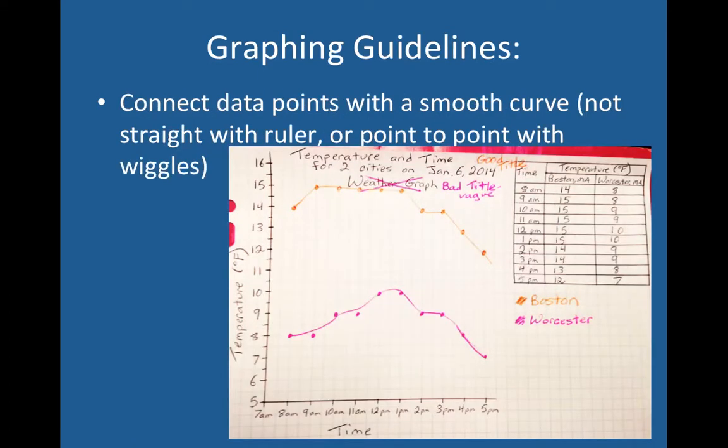Now this next one, I've been telling you to use a ruler all the time, but this is an exception. So when you're connecting your data points, connect them with a smooth curve. So you don't need to take your ruler and connect straight from point to point. Instead, just kind of eyeball it and connect them with a smooth curve. And you'll notice that your curve doesn't have to go through every single point. Like down here, I didn't go through every single point. It should just show the overall trend of your data.